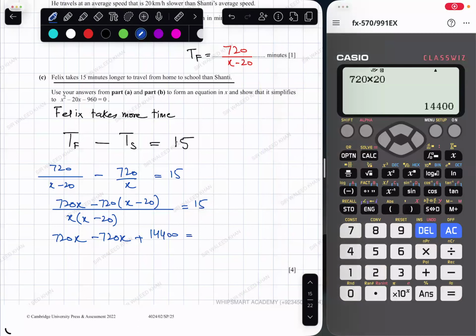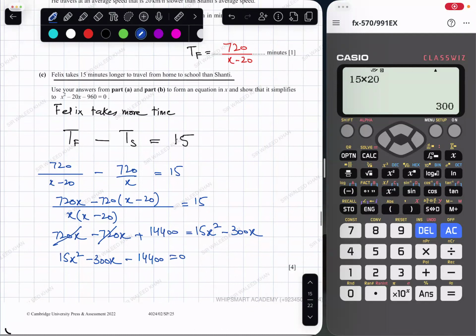This should be 15x square minus 15 times 20 is 300x. Rearrange everything. This should be 15x square, taking everything to the right side, right? So we can cancel this out. We have minus 300x minus 14,400.